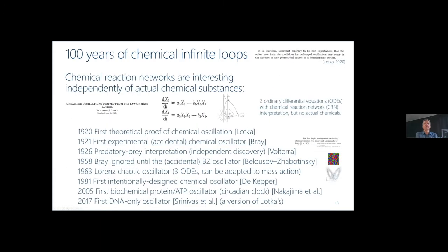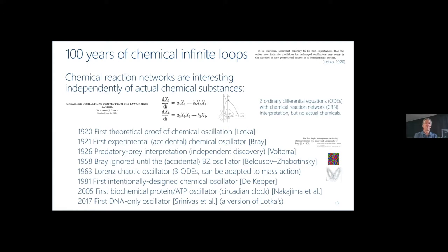As an example, I'm going to briefly highlight an interesting program, which is a chemical infinite loop, which has taken basically 100 years to implement. In the old days, chemists did not think that artificial chemical systems could oscillate. They thought everything would eventually dampen out and stop. And they thought that maybe only living systems have this property of continuous cellular replication and oscillation indefinitely.